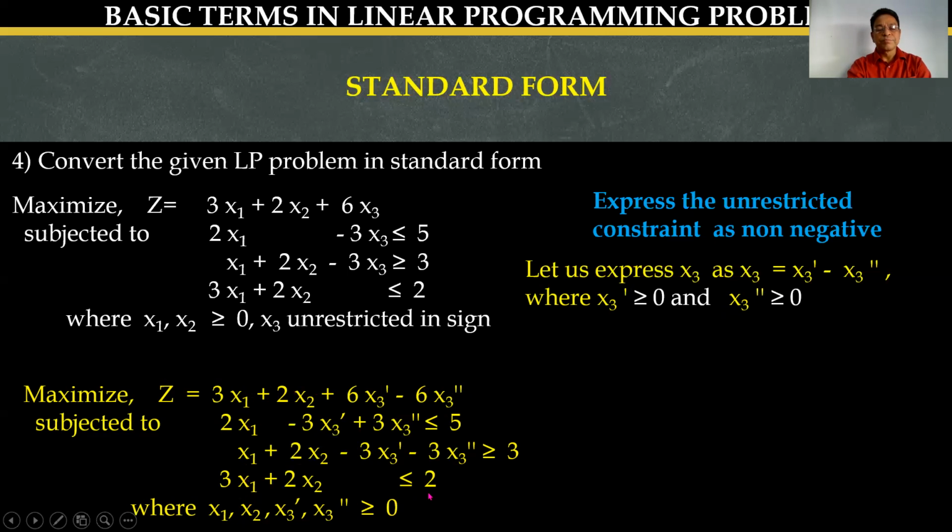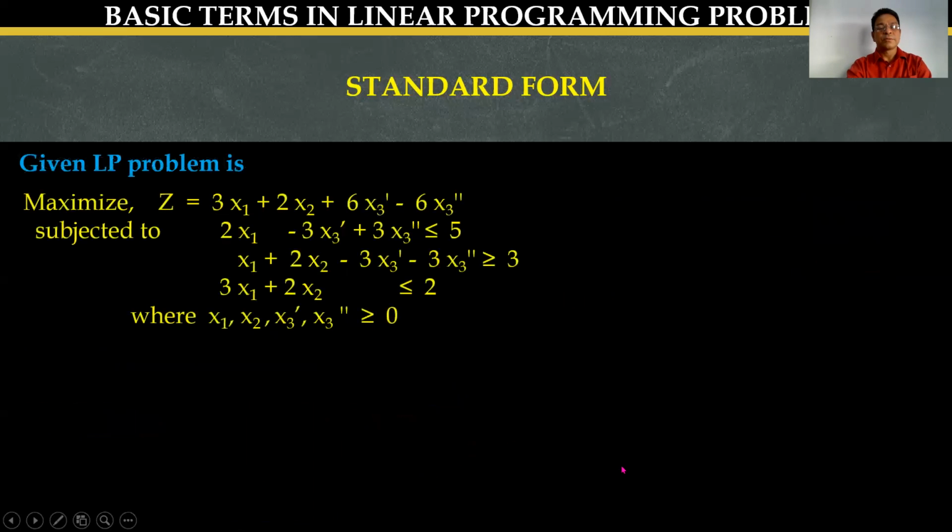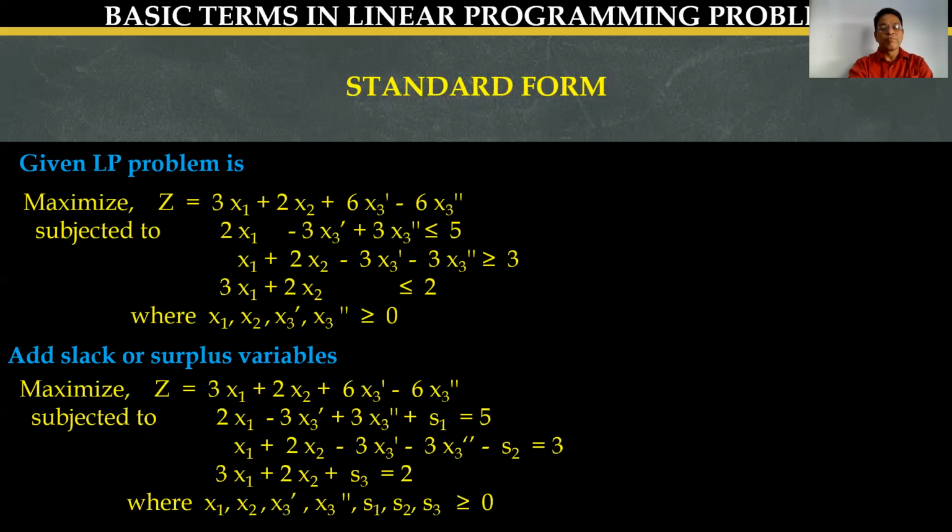Now this is a simple sum where we have constraint first less than or equal to type, second greater than or equal to type, and third less than or equal to type. We have to just add the slack and surplus variable. So that we'll do here. In the first case, we'll add slack variable. In the second case, we'll add surplus variable, or I can put it like this, we'll subtract s2. And in the third constraint, we'll add slack variable s3. And the given equation changes like this, where we have x1, x2, x3 dash, x3 double dash instead of x3, and s1, s2, s3 all greater than or equal to 0.